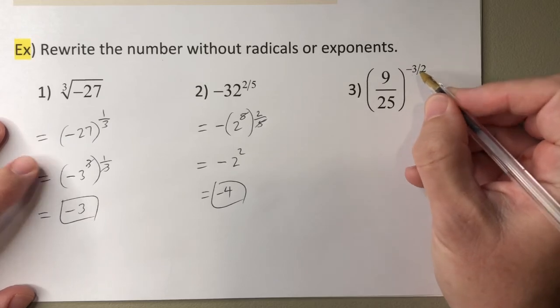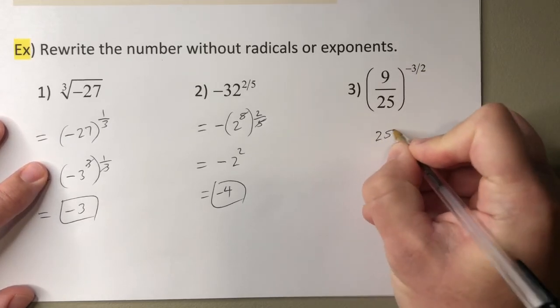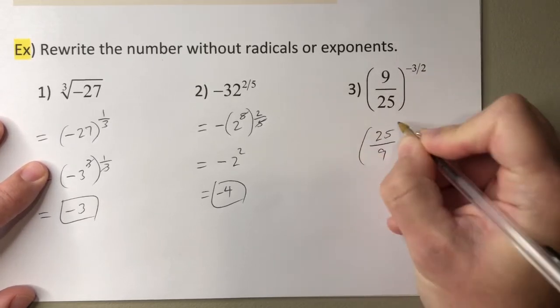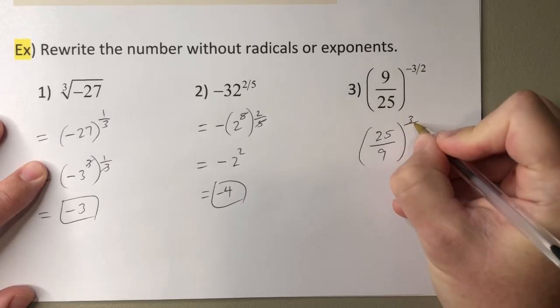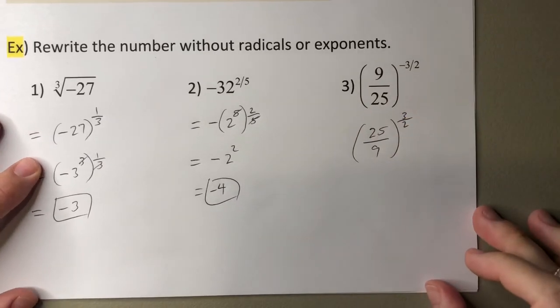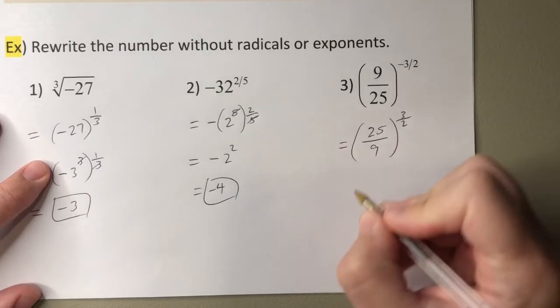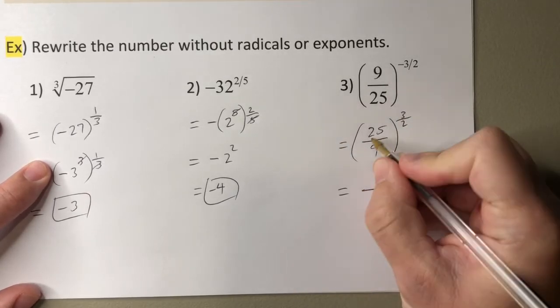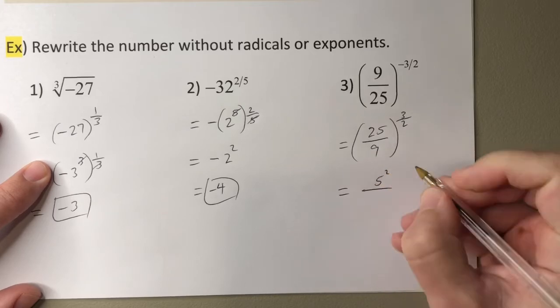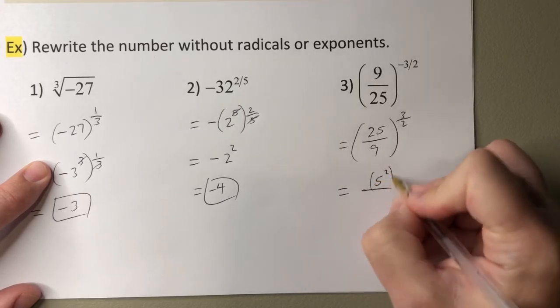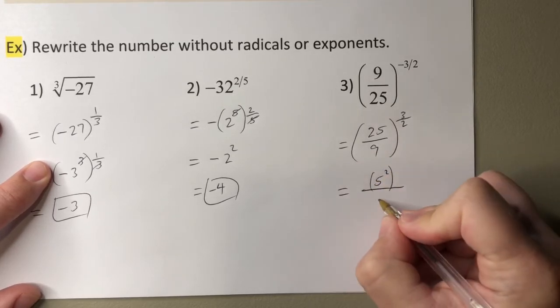Let's look at this negative exponent. So the first thing we can do is rewrite it as 25/9. And now it's raised to the positive 3/2. Okay? And if you really wanted to, again, if your calculator breaks or some weird thing happens, you can change this 25 to a 5 squared. And you can also change the 9 to a 3 squared.